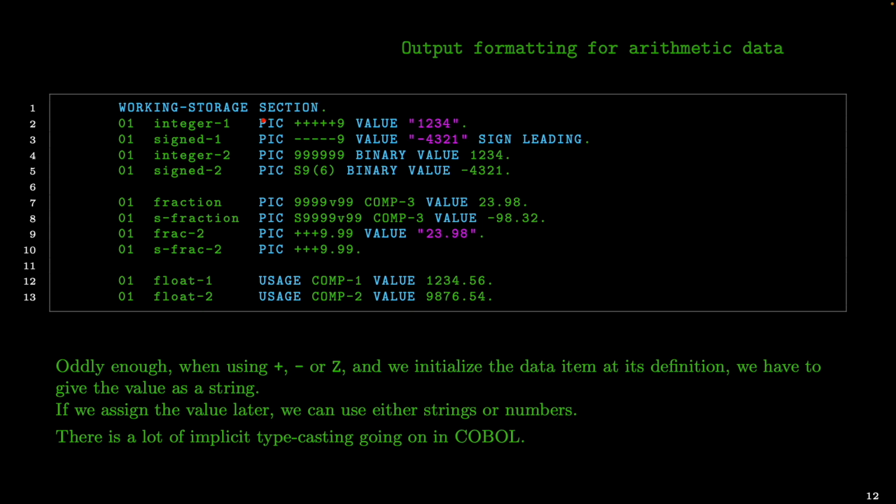However, we can assign a value to these variables later in the code, and there we do not have to give the value as a string. So this is something really odd. And yeah, there's a lot of implicit typecasting going on in COBOL when you move numerical data around between variables that have been defined as different arithmetic types. It can get quite confusing.